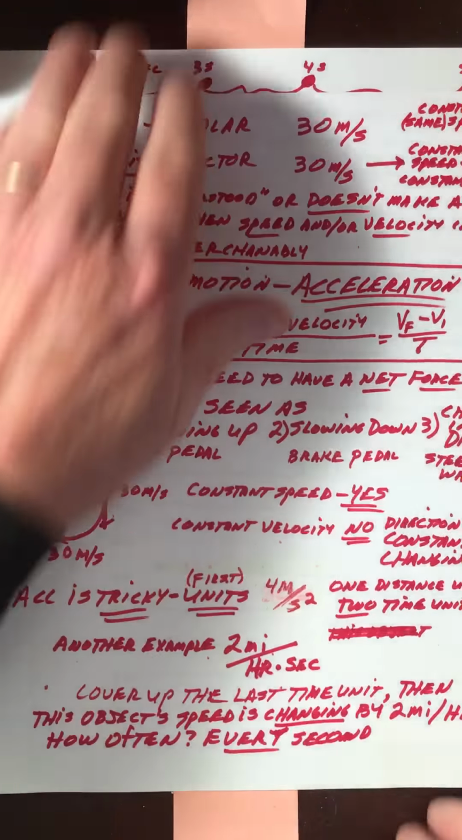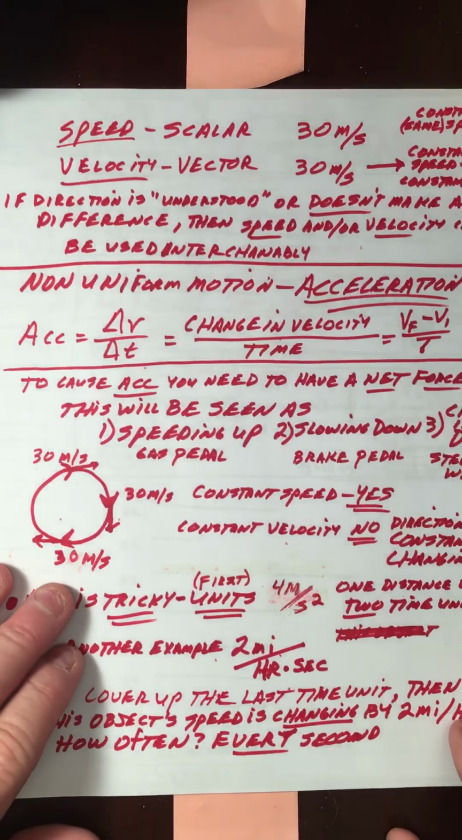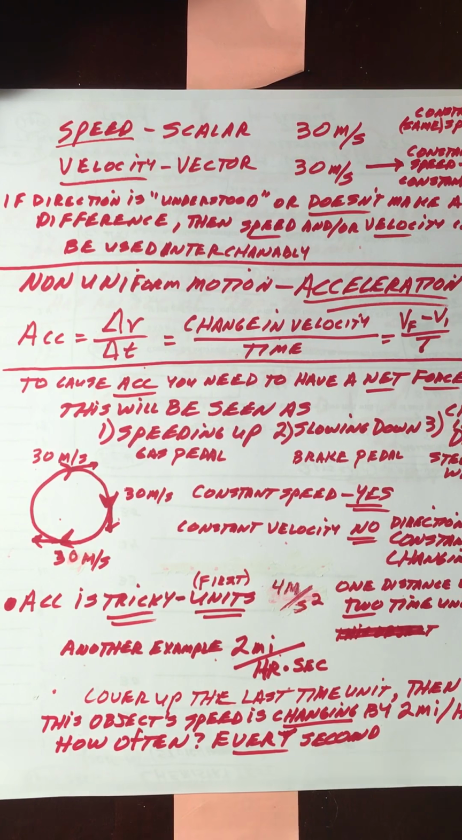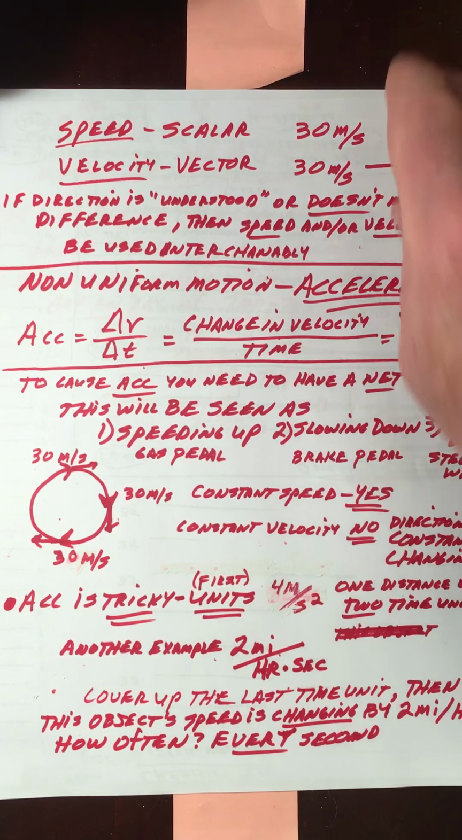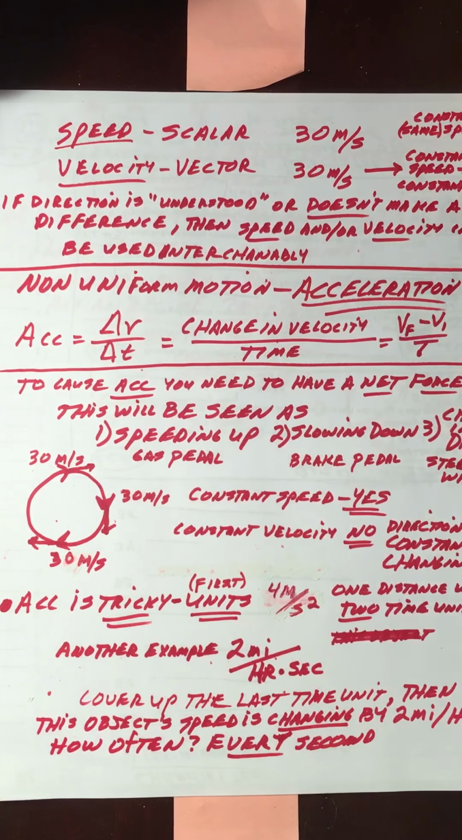Now, you already know from your book that speed is a scalar, so it only has magnitude, like 30 meters per second, and velocity is a vector, so it's 30 meters per second to the right or north, and those are vector quantities. Now, if direction doesn't matter, if I just say a car goes down the road at 30 meters per second, then sometimes you'll see the words speed and velocity interchanged, and you can do that if direction doesn't matter.